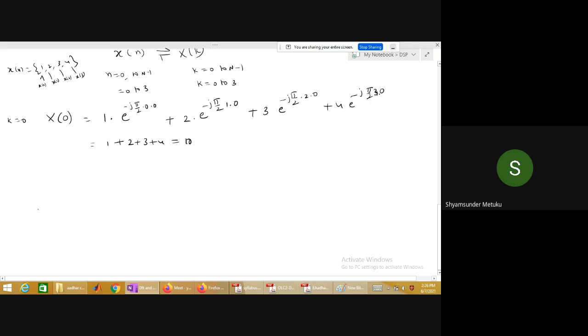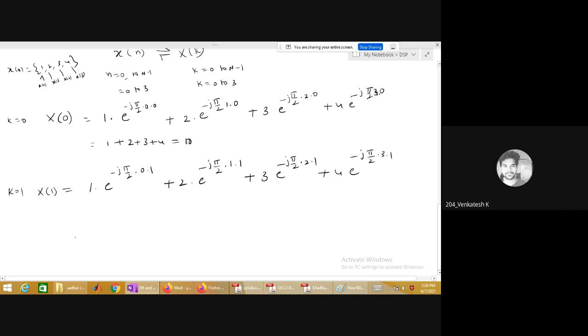Next, you tell me capital X of 1, k is equal to 1. Capital X of 1 is equal to 1 into e power minus j pi by 2 into 0 into 1, plus 2 into e power minus j pi by 2 into 1 into 1, plus 3 into e power minus j pi by 2 into 2 into 1, plus 4 into e power minus j pi by 2 into 3 into 1. Yes or no? Yes, sir.